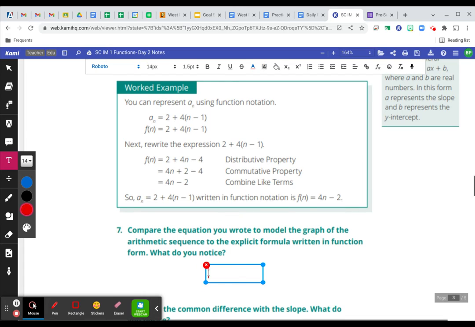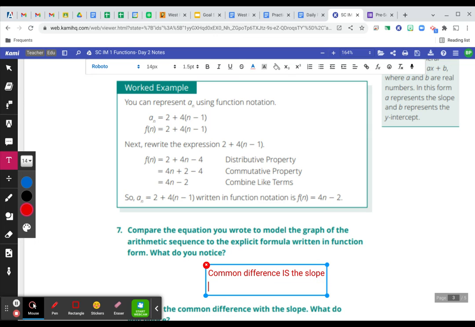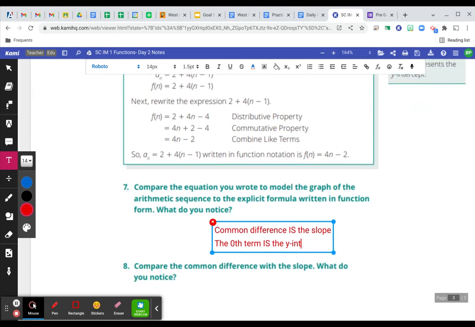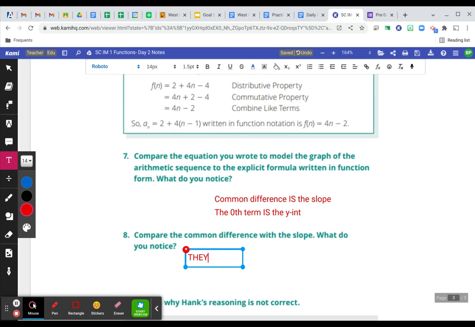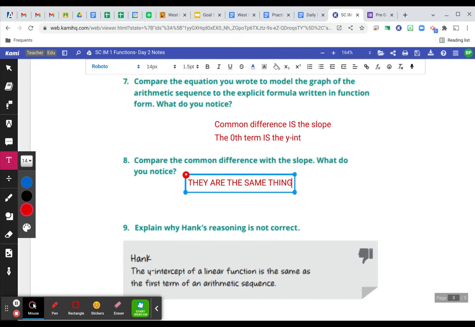So compare the equation you wrote for the arithmetic sequence to the explicit formula written in function notation. What do you notice? Once again, the common difference is the slope. The 0th term is the y-intercept, okay? So if you compare the common difference with the slope, what do you notice? They are the same thing.